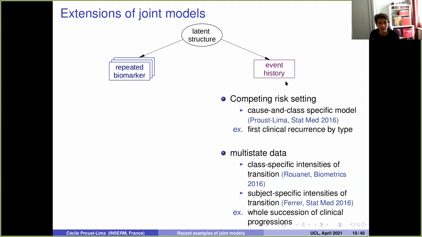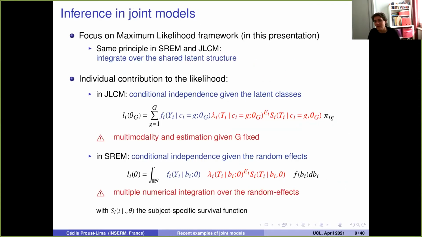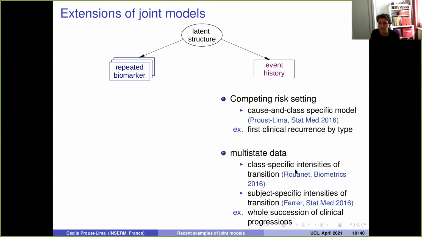For example, you might have competing risks, so, for example, different types of recurrence in prostate cancer, or you might also have some different states of the disease, so multi-state data. Well, this is not so complicated to extend the model to do that. At least from the equation, the idea is to adapt this part of the likelihood to the specificities of your event history. And this is something that we did in different contexts, using latent classes or shared random effect models.